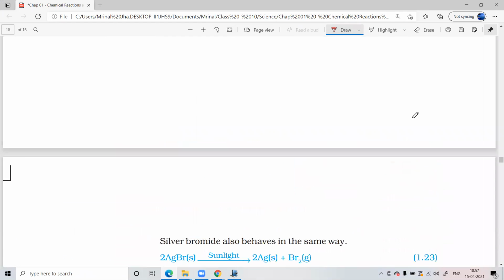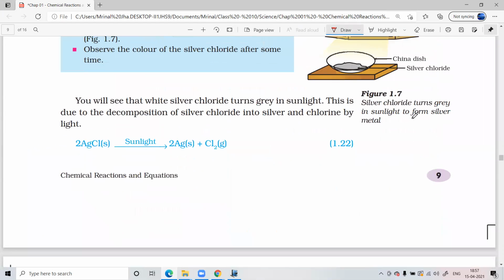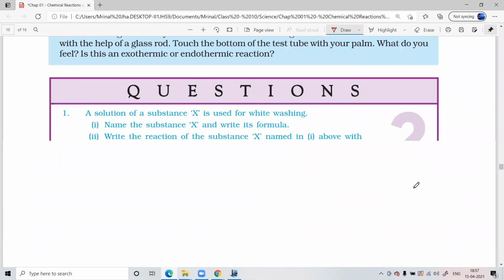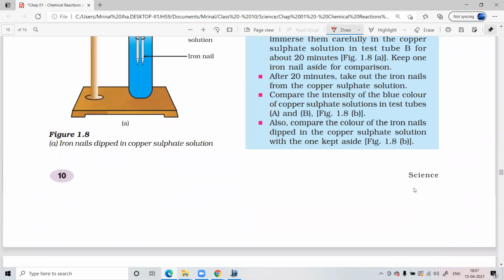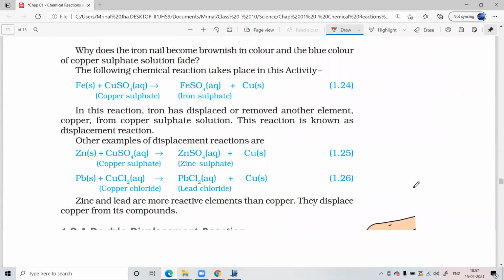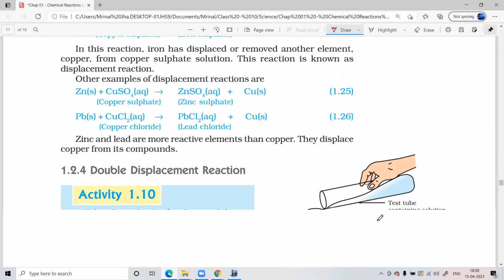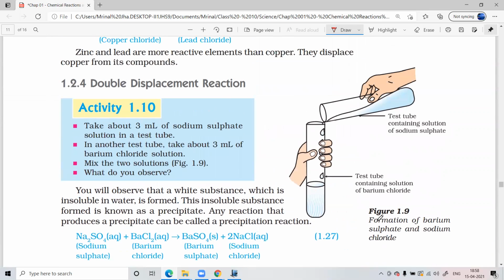As you can see, the same examples we took are over here. Silver chloride, with sunlight breaking it down into silver bromide. Then we took up the displacement reaction: copper sulfate reacting with iron, copper sulfate with zinc, copper chloride with lead. This is one extra example I added later. These are all displacement reactions, or single displacement. Then I'm going to talk about double displacement.